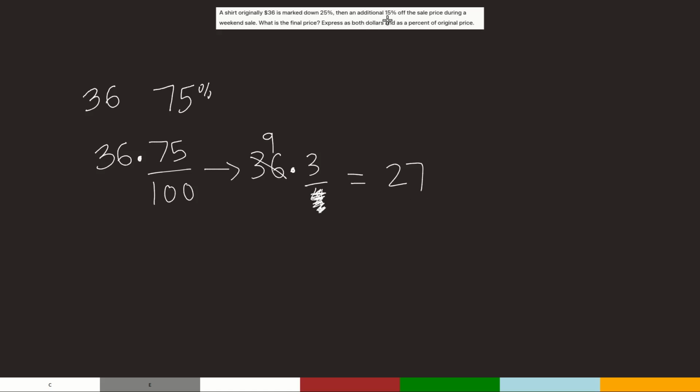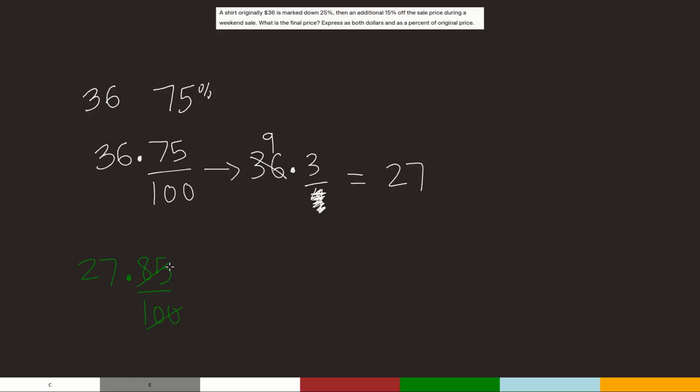But then they tell us there's an additional 15% off of this sales price. So let's do this procedure again, except with 27 and another 15% off. So if we have $27, 15% off is the same thing as 85% of the sales price. So let's do the same procedure. Before we multiply this out, let's reduce 85 over 100. We can divide by 5 and 5. So 85 divided by 5, 100 divided by 5.